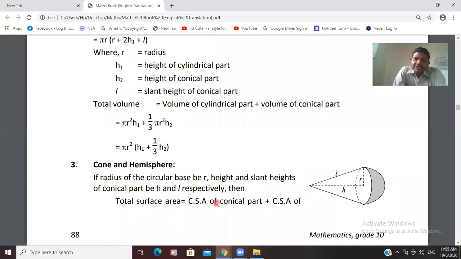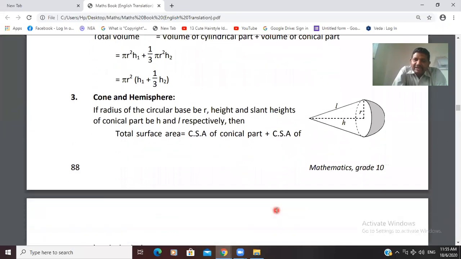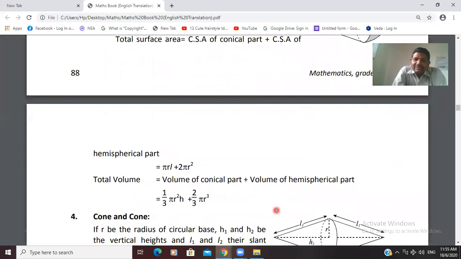So here, the total surface area of the given solid object is curved surface area of conical part plus curved surface area of hemispherical part, and our formula is pi r l plus 2 pi r square. This is the formula. And volume is given by volume of cone plus volume of hemisphere. Volume of cone is 1 by 3 pi r square h plus 2 by 3 pi r cube.